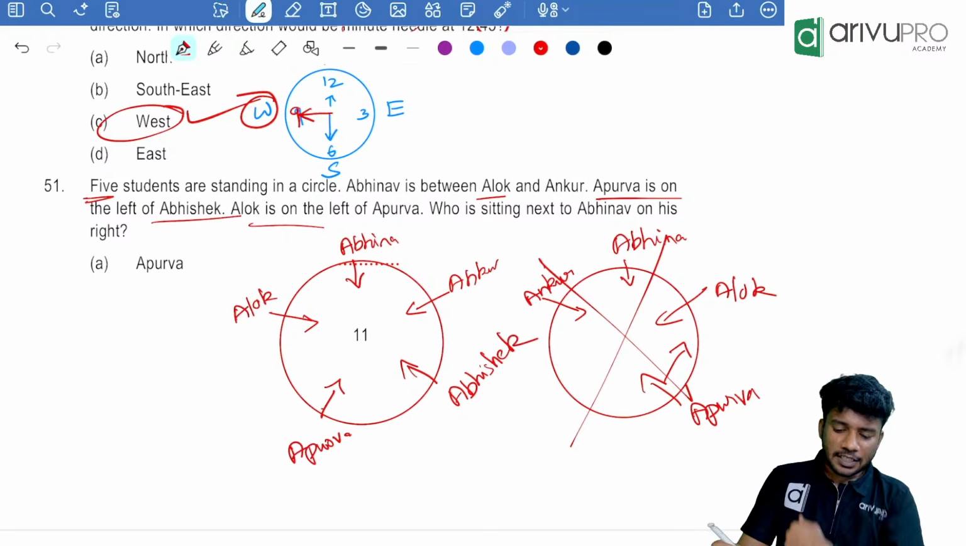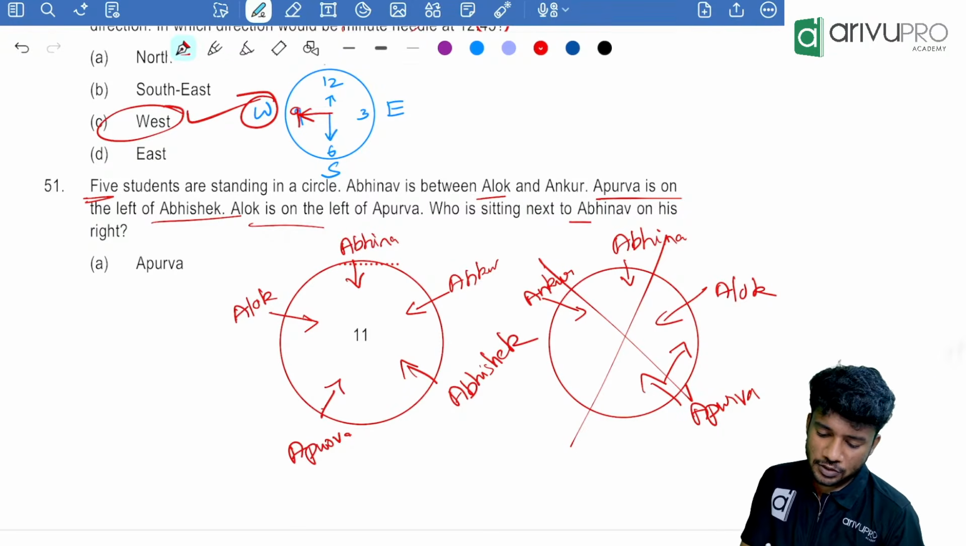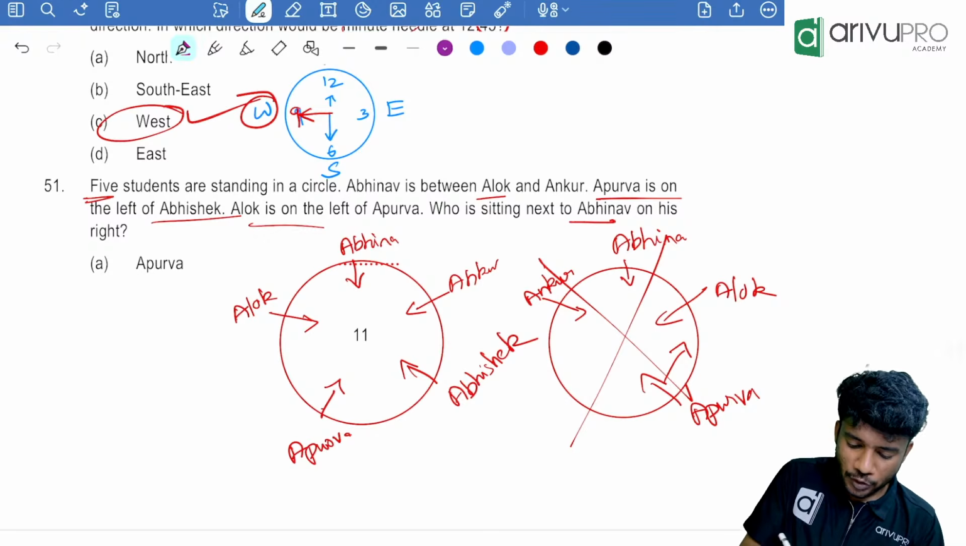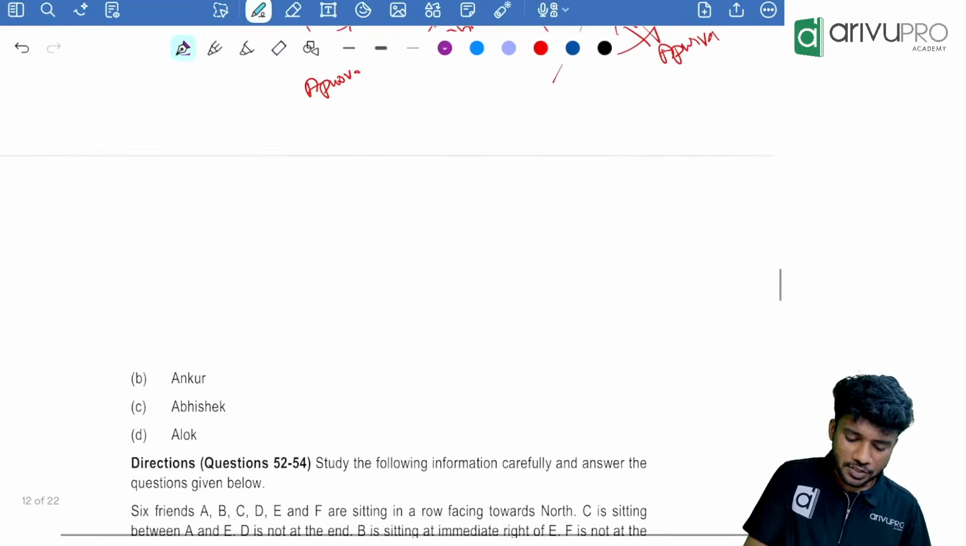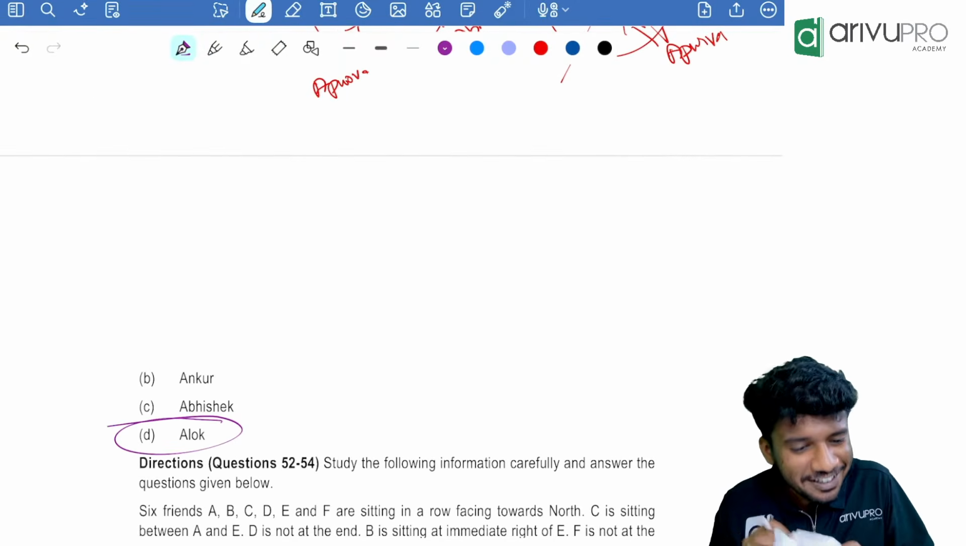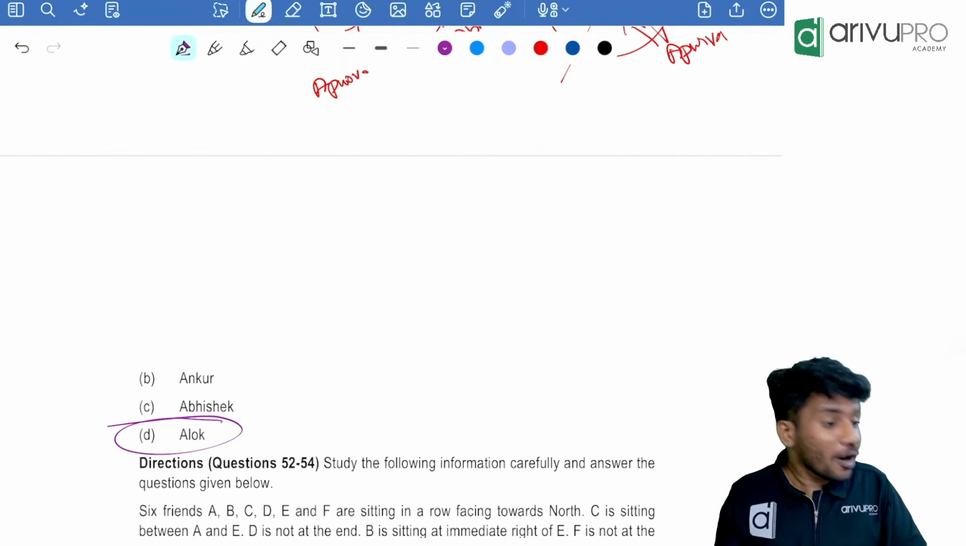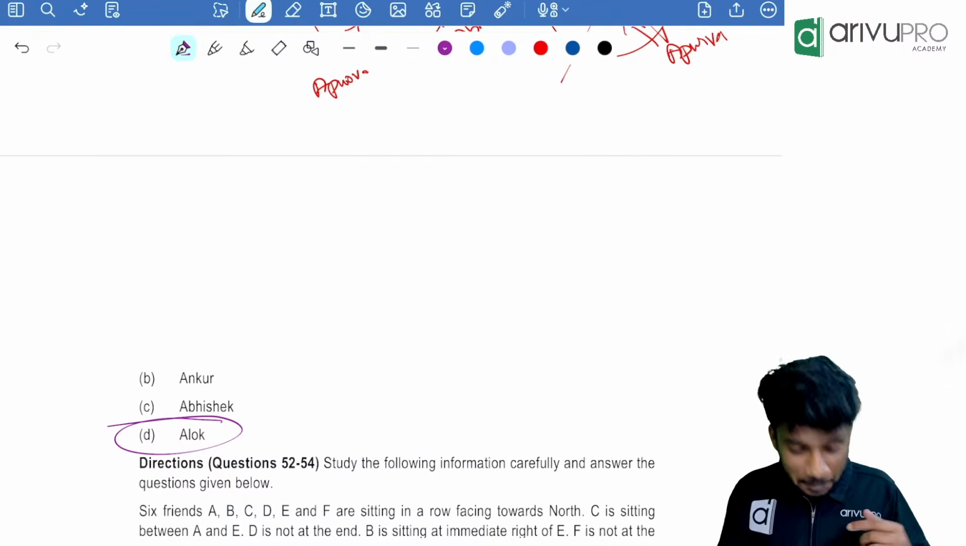Now tell me, people, who is sitting next to Abhinav? One is right. So who is sitting next to Abhinav? One is right, people. Alok is sitting. So which option is the answer? Option D. Very easy question. I hope that you got it. Can we go for the next question, people?